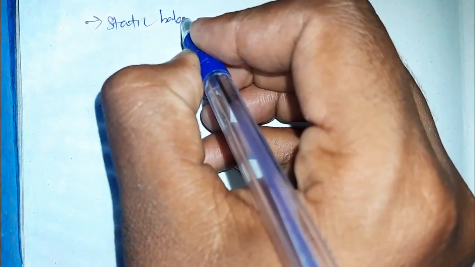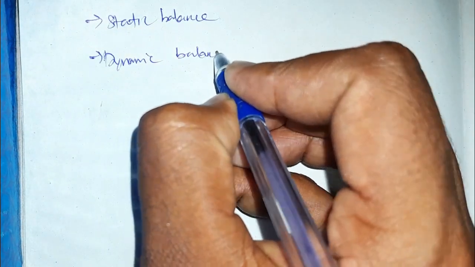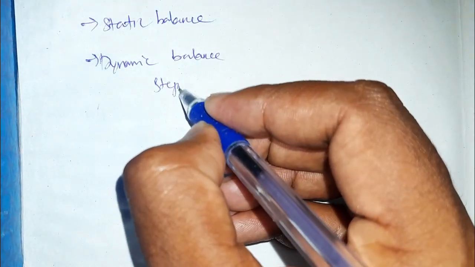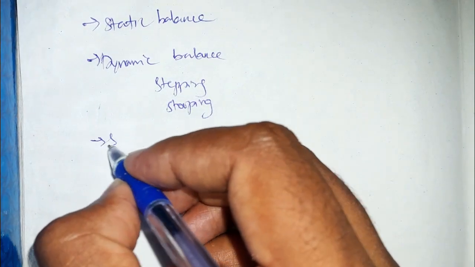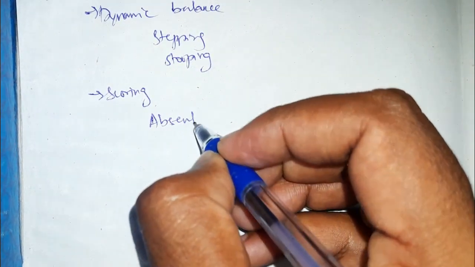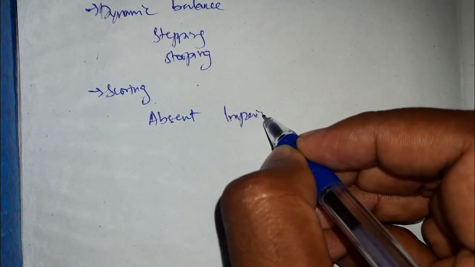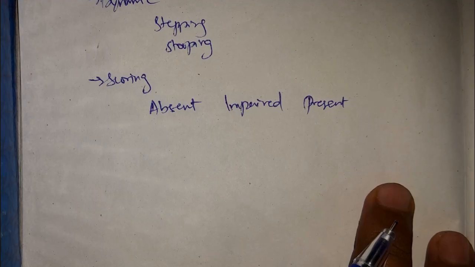Then we have to check for the static balance, that is double limb support, single limb support, standing balance. Then come to the dynamic balance, that is standing up from sitting, stepping, stooping. These are all dynamic balance. And we have to find the scorings. We have the 3-point scale, that is the thing is absent or impaired or present. So this is a 3-point scoring.